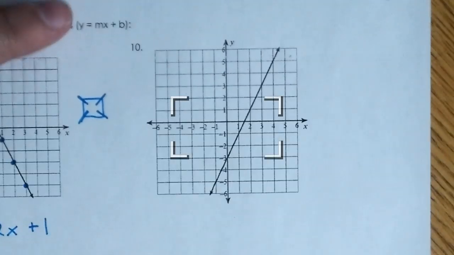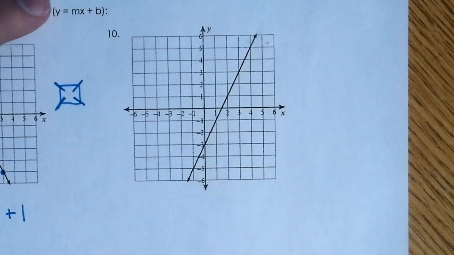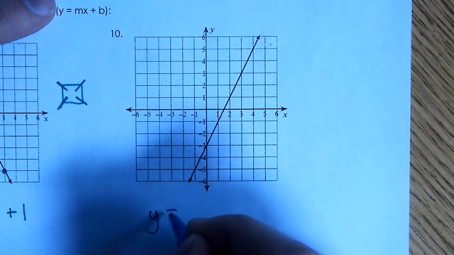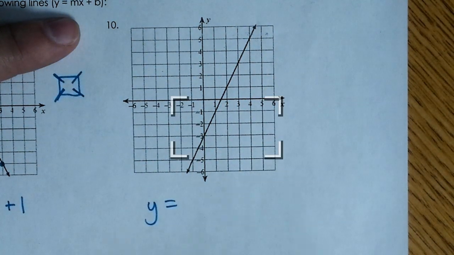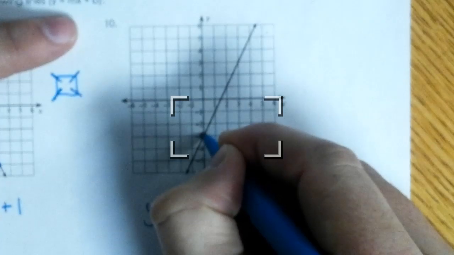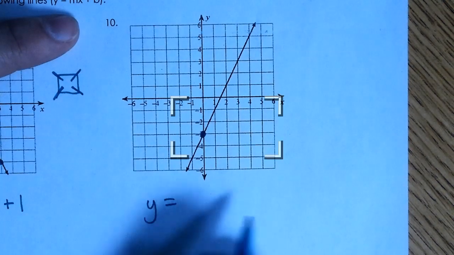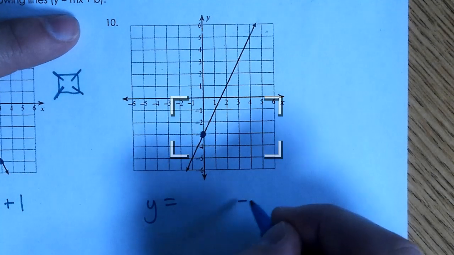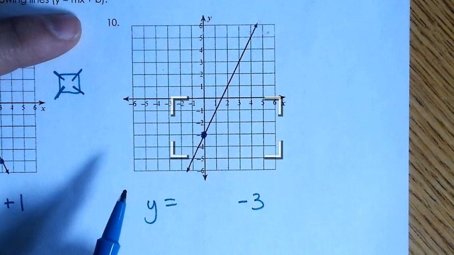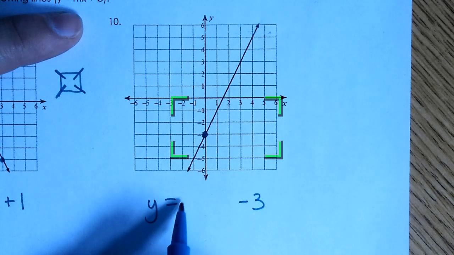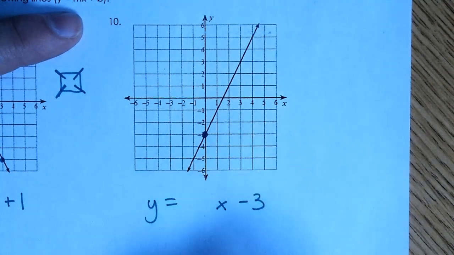All right, let's see if we can do number 10. Y equals, all right, where do we start? Negative 3, good. Where does that negative 3 go in our equation? At the end, so we put minus 3. Is this a positive or negative slope? It's a positive slope, so this is going to be positive. Let's put our x in there.